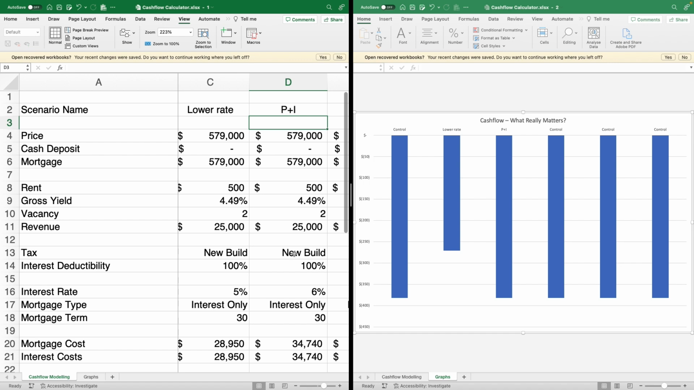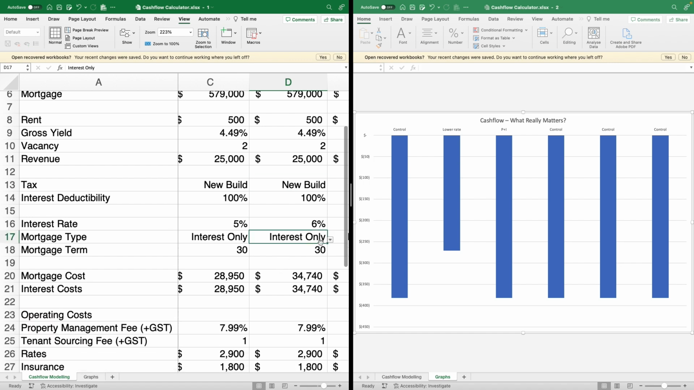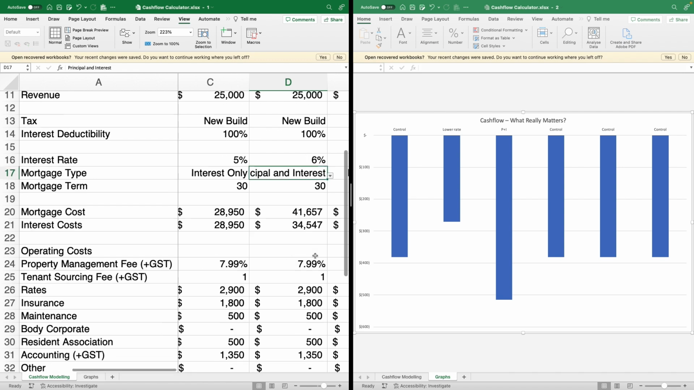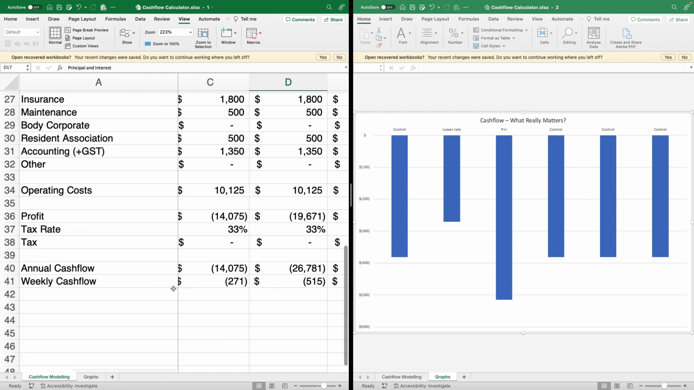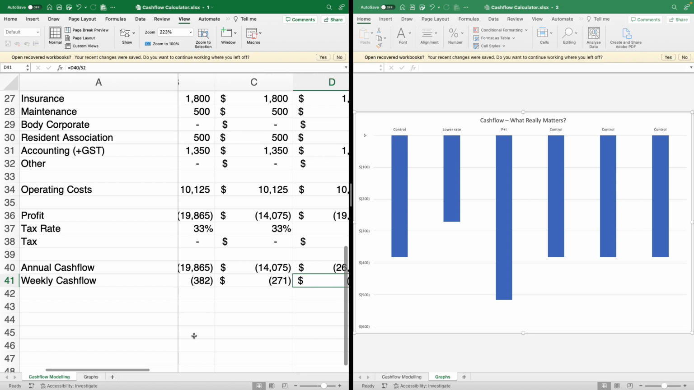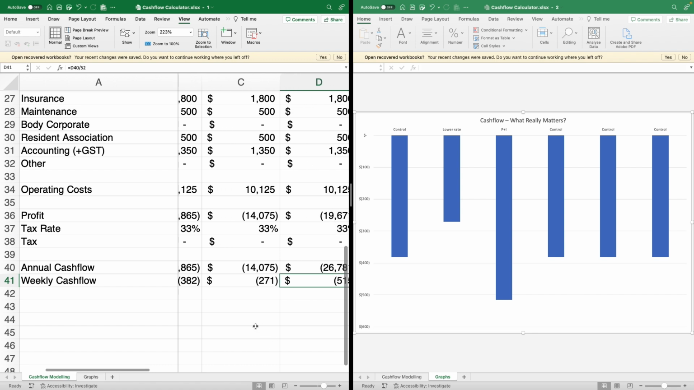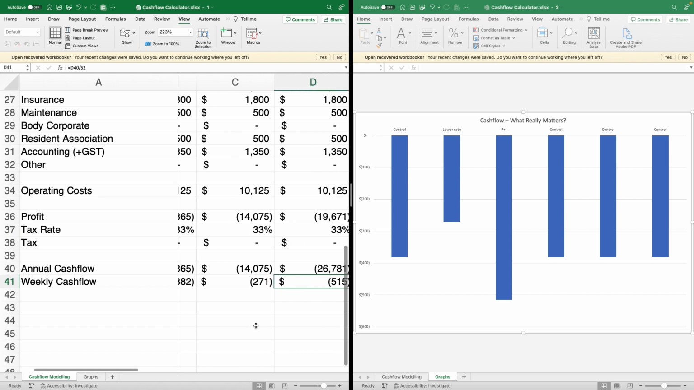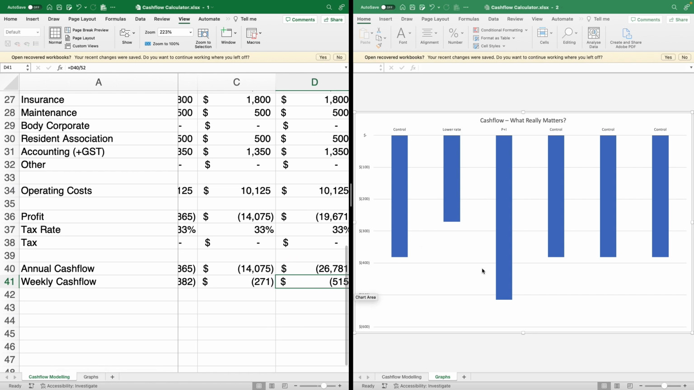But the other thing that we should change is also the mortgage type. So we have run these numbers on the basis that the mortgage is paid at interest only. So let's keep the 6% interest rate, but I'm going to change it to principal and interest over a 30-year term. And what that shows is that the weekly cash flow that you'd have to top up that property by has gone up to $515 a week. So if we compare it to our control, our original one, we are now paying about an extra $130 a week because we've moved to principal and interest.